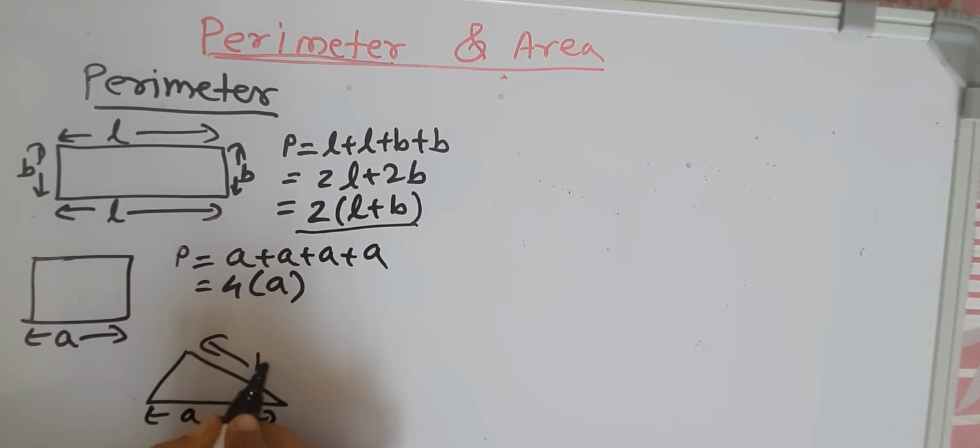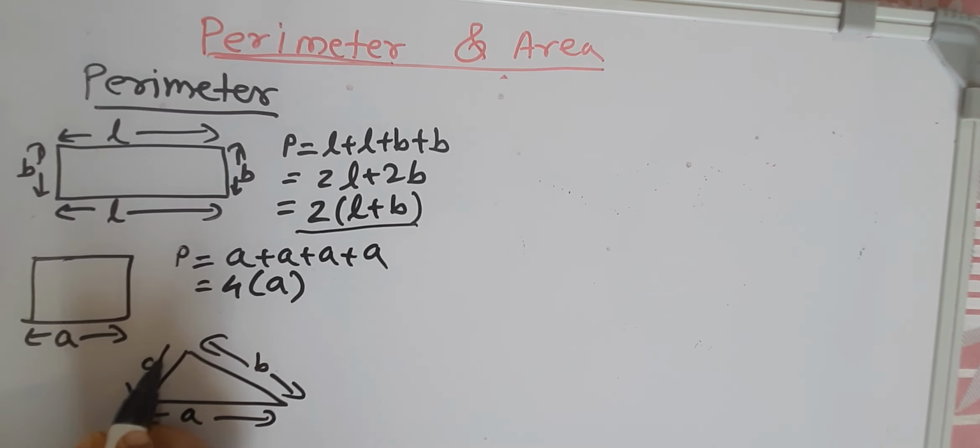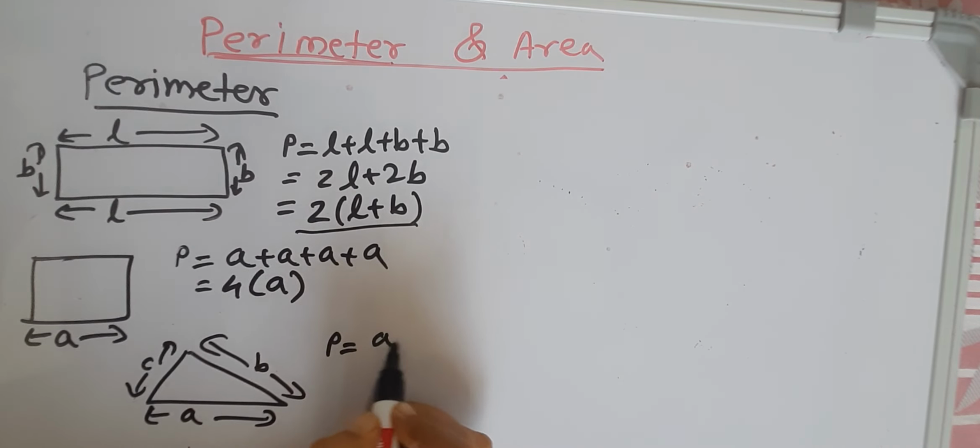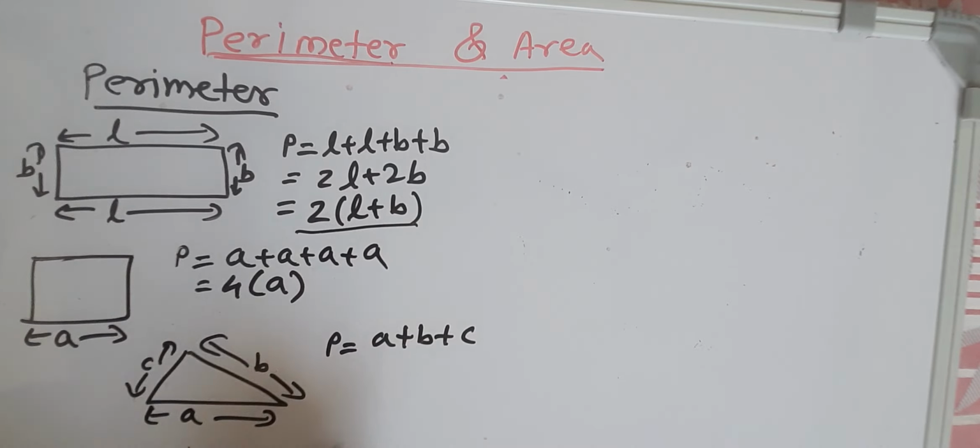the sides can be unequal. All sides can be unequal. We can have a triangle where 2 sides are equal and 1 is unequal. Okay, so suppose these are the sides of a triangle. How can we find out the perimeter? This is a plus b plus c.